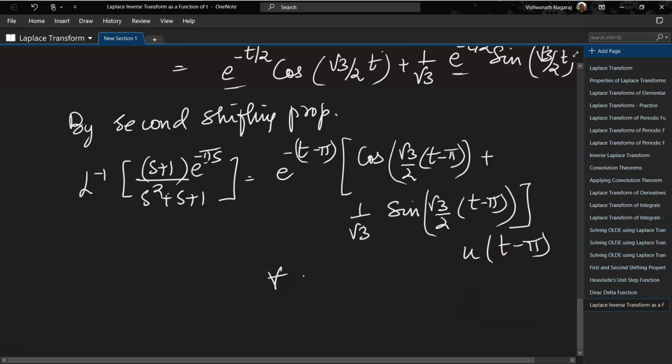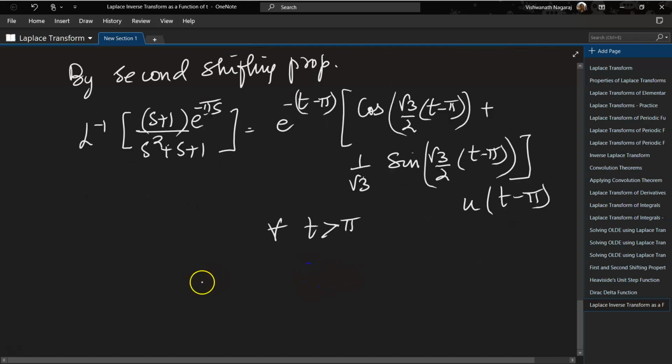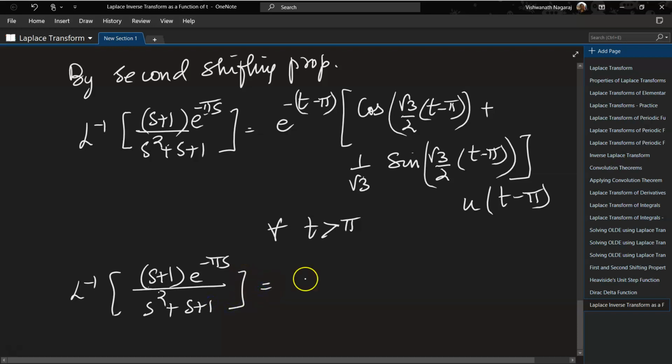And this is for all t greater than pi, and this Laplace inverse of (s plus 1) e to the power of minus pi s by s square plus s plus 1 would be equal to 0 for all t less than pi. So this is the function.